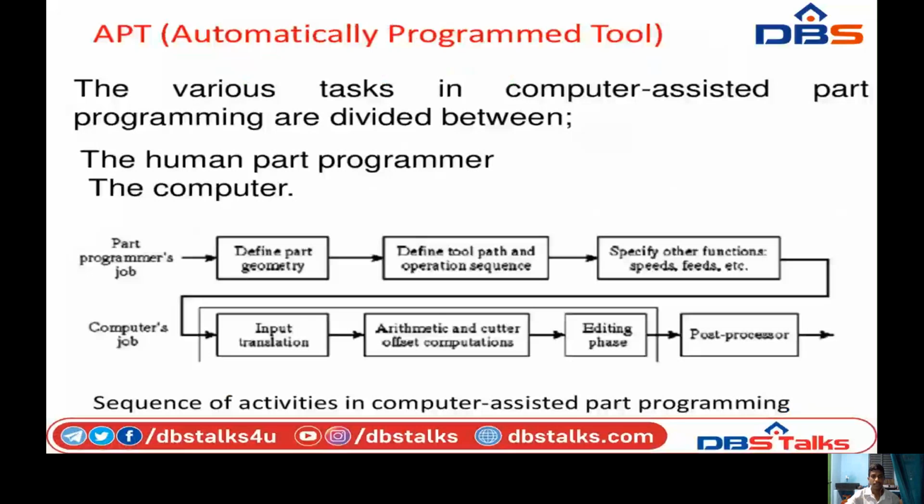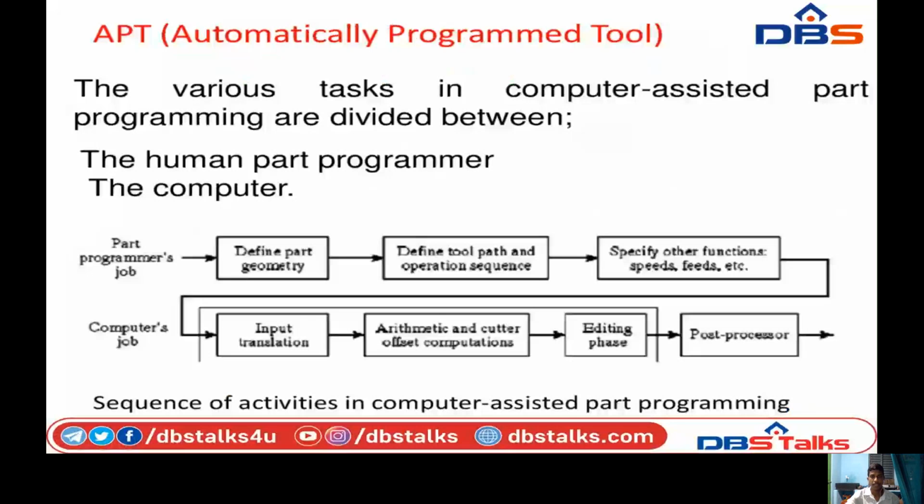First of all, the tasks can be completed by the programmer. The first one is defining part geometry. Part geometry is nothing but defining the shape, size and dimensions of the geometry. Geometry means a part.